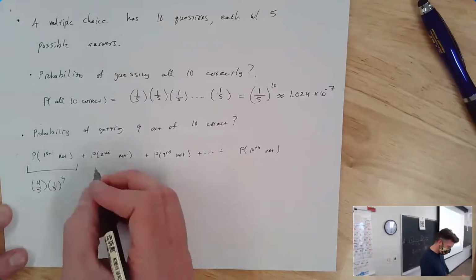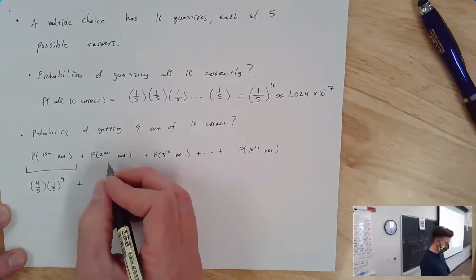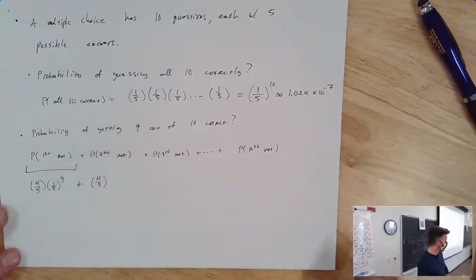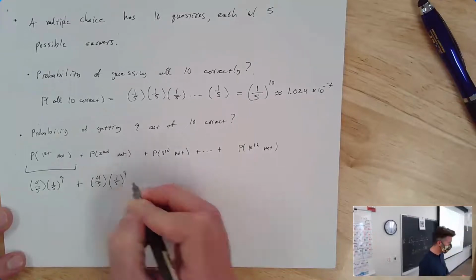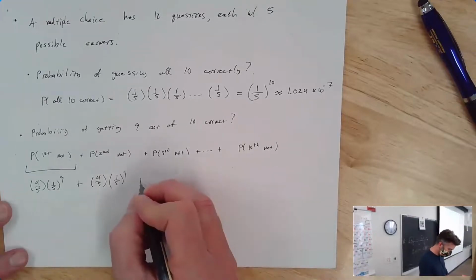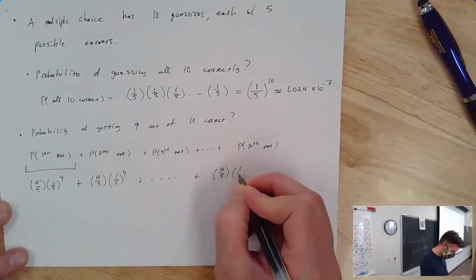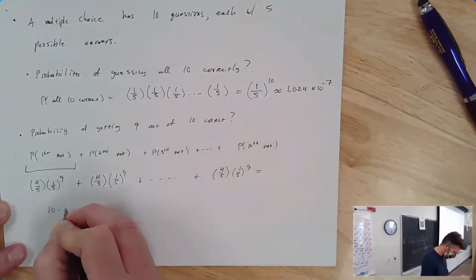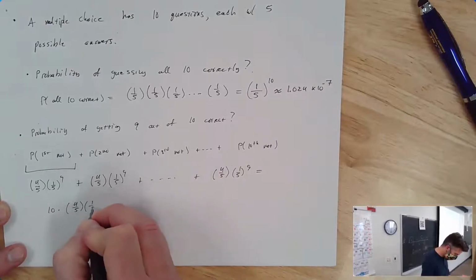And then the same thing is going to be true for the next one. The probability of the second one not being correct is a 4 out of 5 chance, and then there's a 1 out of 5 to the 9th chance of the other 9 being correct. And I'm going to do this 10 times, which is going to be 10 times 4/5 times 1/5 to the 9th.